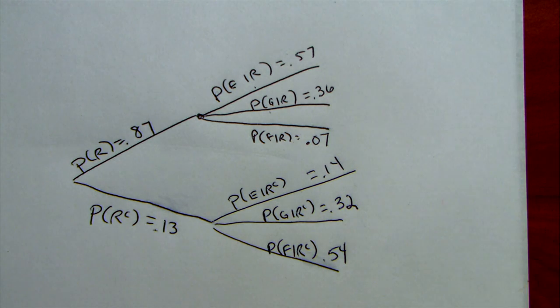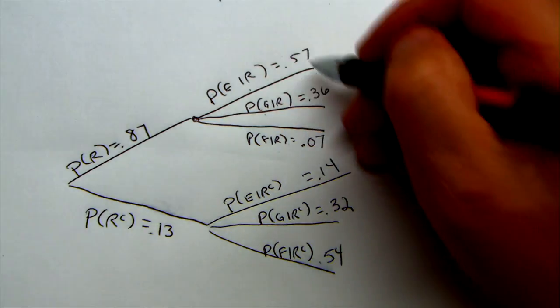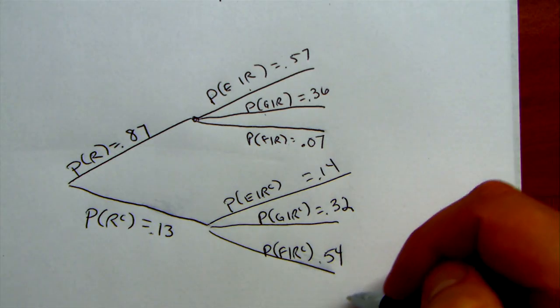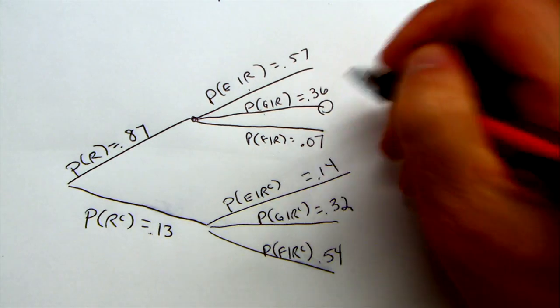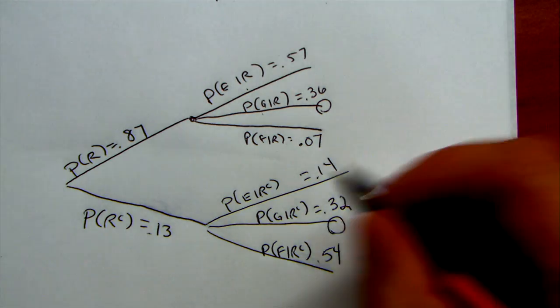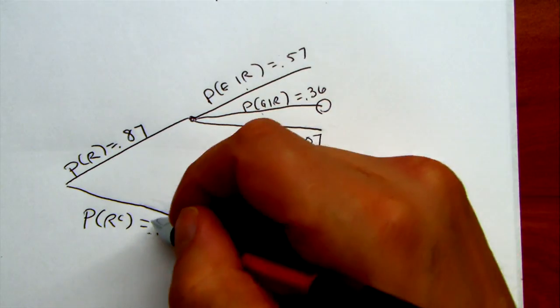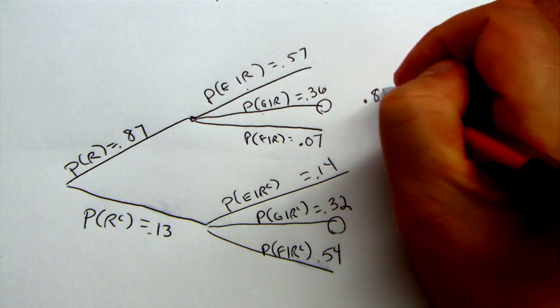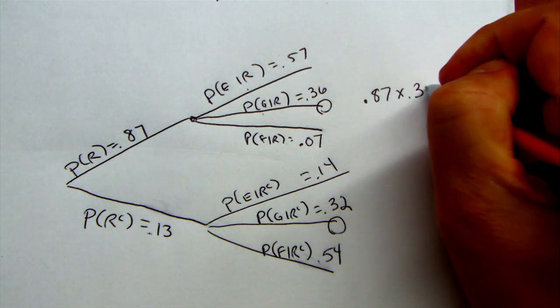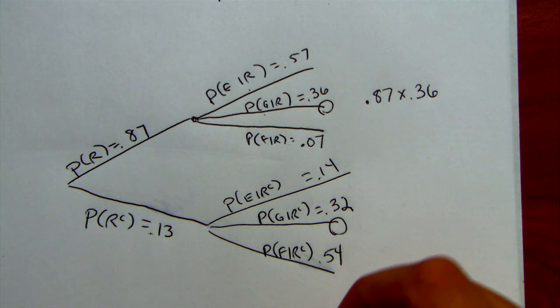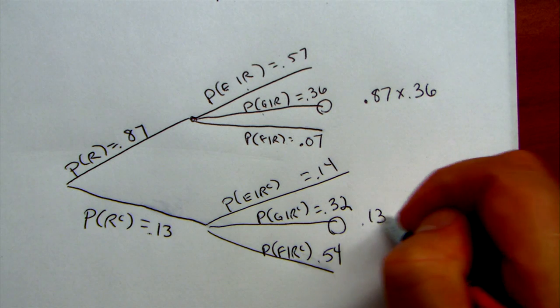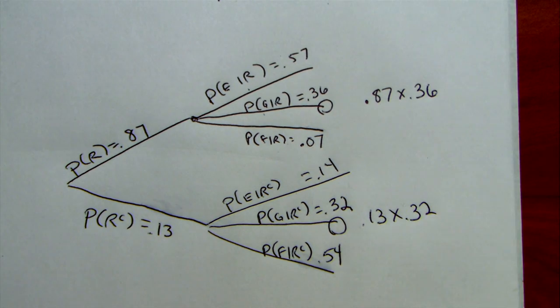Let's see what the question's asking me for. It says, what proportion of customers rate the restaurant service as good? So I have 6 outcomes. Of those 6 outcomes, there's only 2 that end in good. Returning good and not returning good. So 87% times 36%, and this one would be 13% times 32%.